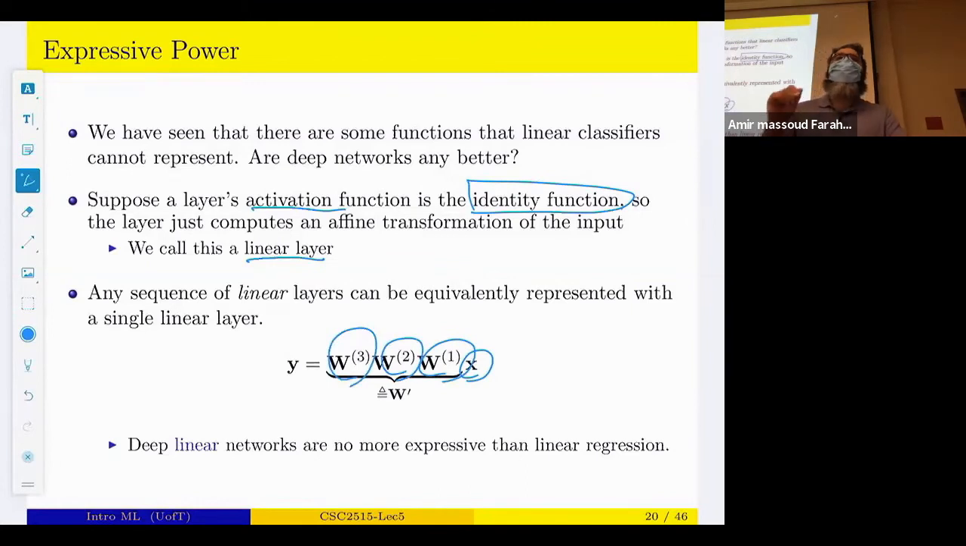A neural network where all layers are linear can be equivalently represented with a single linear layer. How? We just take all these weights, W1, W2, W3, which are matrices again, and multiply them to get W prime. So the network is essentially doing a multilinear computation on the input. Deep linear neural networks are not more expressive than a linear model. I don't want to focus on linear regression.